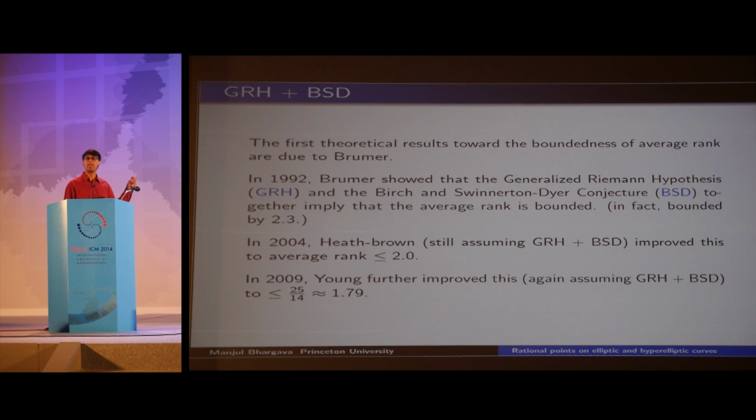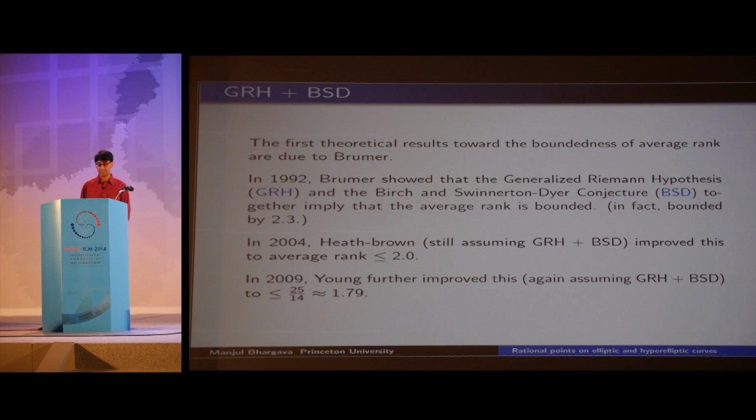average rank is 1.79, that means that a positive proportion, at least, of elliptic curves have rank 0 or 1, right? Because the average rank is strictly less than 2. So a positive proportion are going to have rank 0 or 1. Remember that the conjecture is that 100% have rank 0 or 1, but at least this was giving a positive proportion, having rank 0 or 1, under the assumption of GRH and BSD.